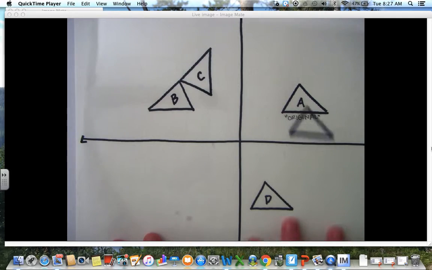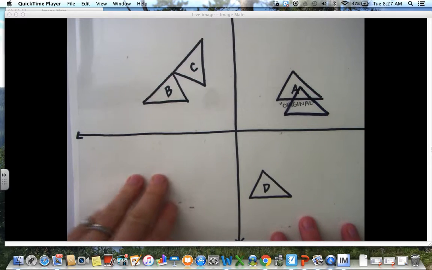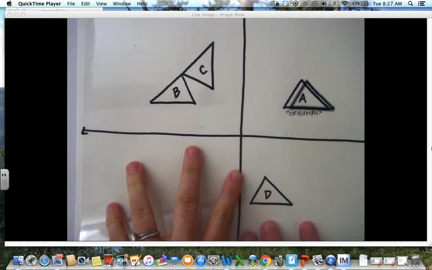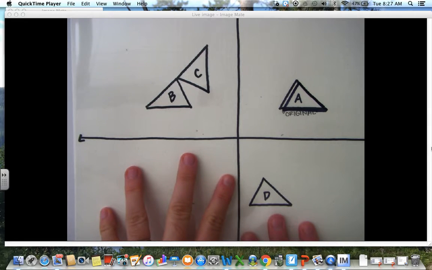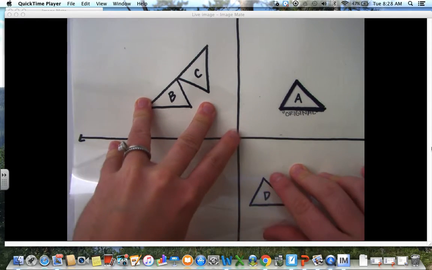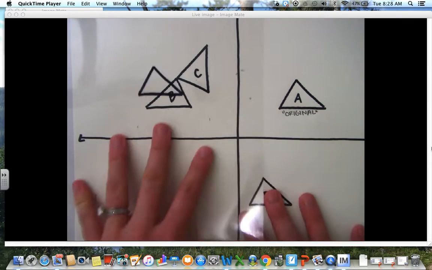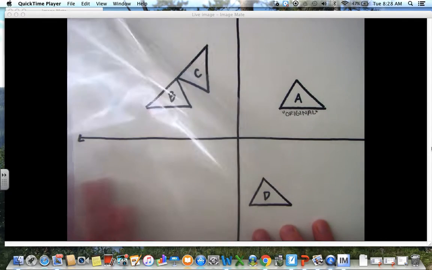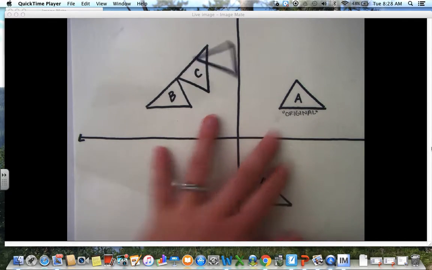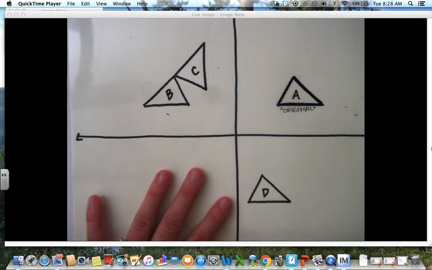Now, the last transformation that we need to discuss is how to get from triangle A to triangle C. How do we get from triangle A to triangle C? Do we slide it? No, that doesn't seem to work. If we just slide left or right or up or down, that doesn't work. And if we flip it, does that work? No. Okay.